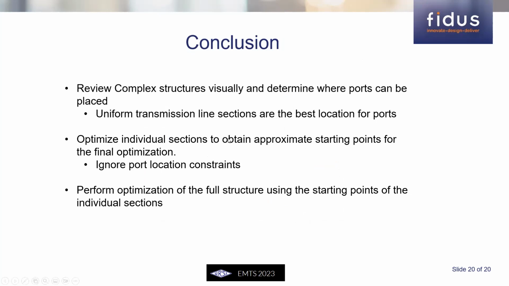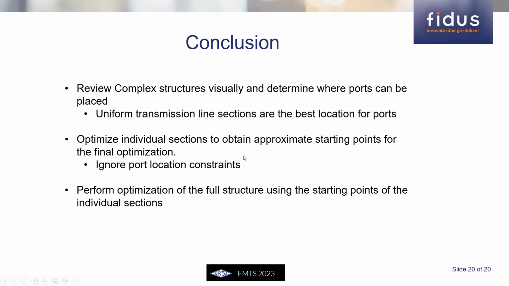When we're dealing with complex structures that comprise a PCB and a package, we should review the structures visually beforehand and decide where to place the ports. Ports are best placed at uniform transmission line sections, and that gives us the best accuracy. In this case, it's fairly straightforward: place the ports at the transmission line ends. We don't have to go deep into the die section because the die is electrically much smaller, even at 60 gigahertz. So we could choose the transmission line on the package and place ports at that location. On the PCB side, it's best to place the ports at the PCB trace location.